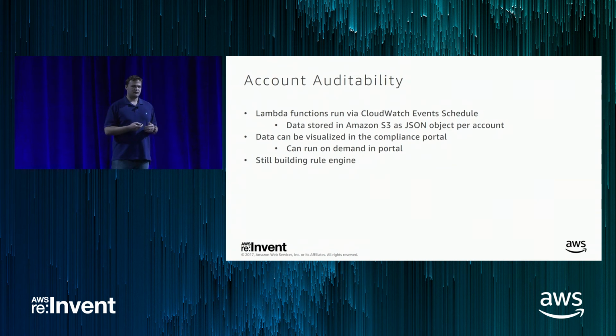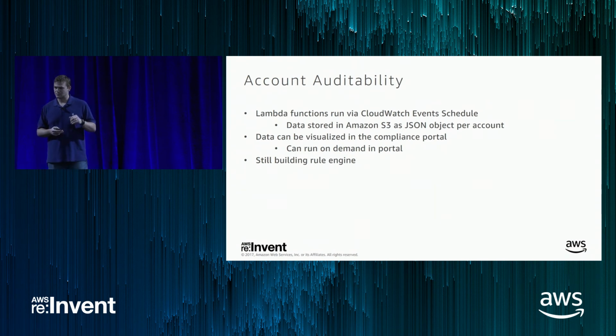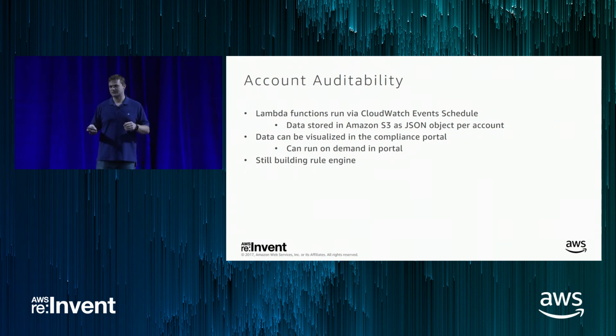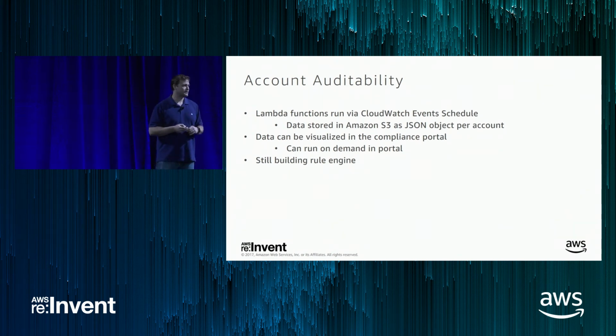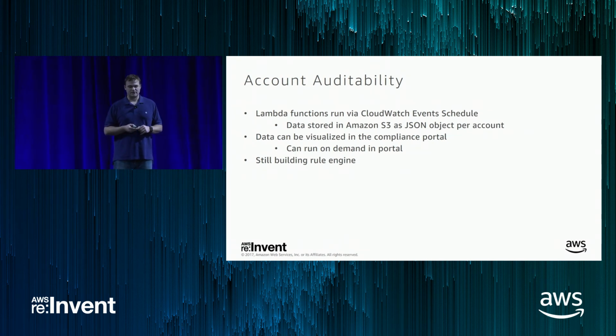So architecturally, all this is a set of Lambda functions that run via CloudWatch event schedule. It's really just cron jobs. So those run once a day. They go into every account, so all 58 of our accounts. It'll look through those accounts, pull out the non-compliant resources, put them into a JSON object, and throw that into S3. And then from there, we can pull it out of S3 using that single page app, and we can visualize it in some way to get an idea of how non-compliant a particular account is.